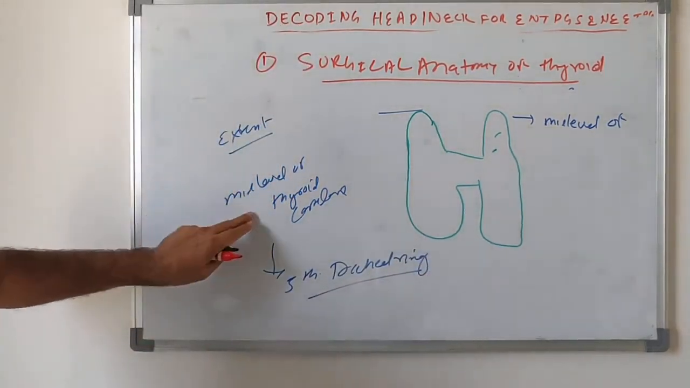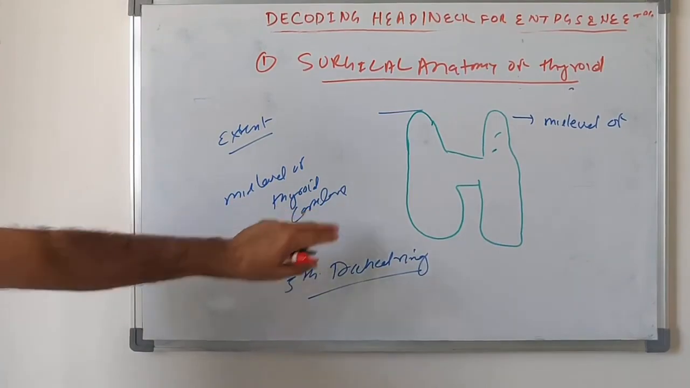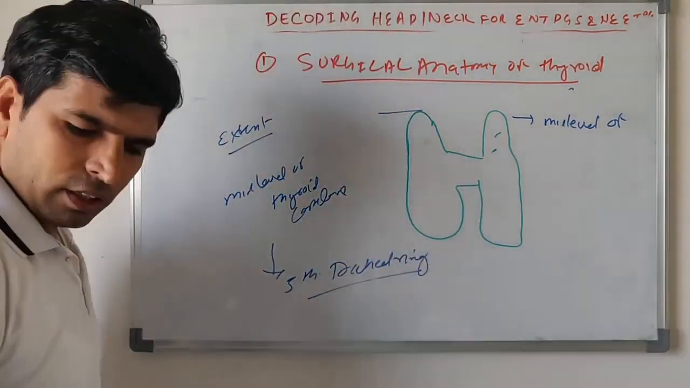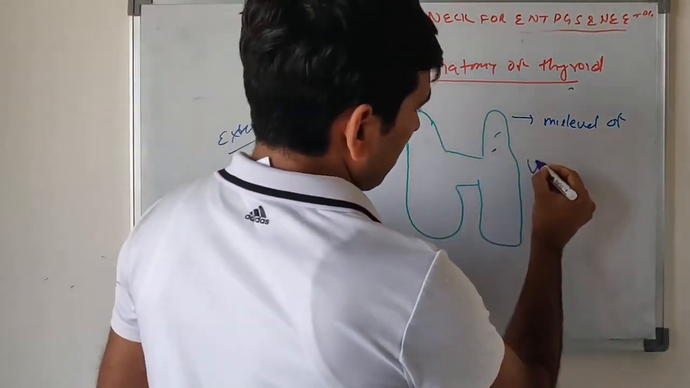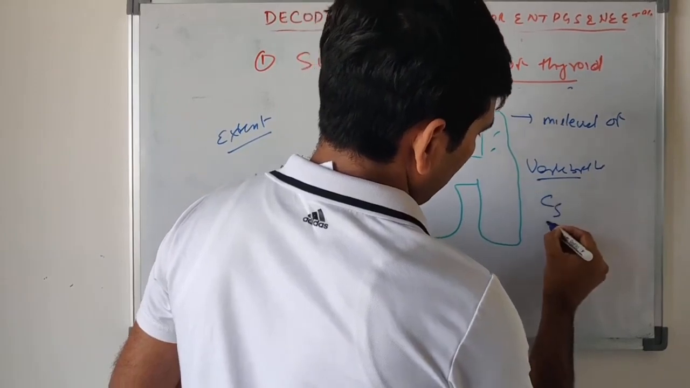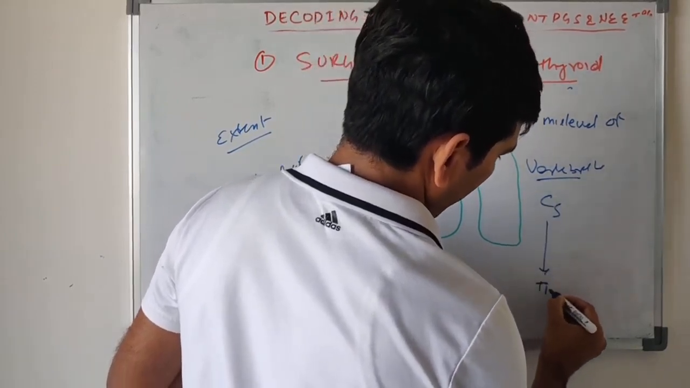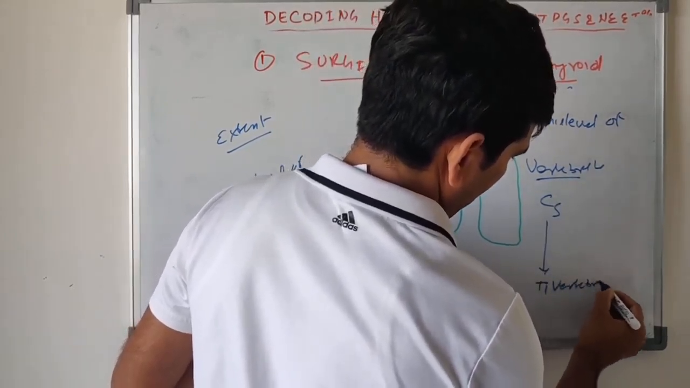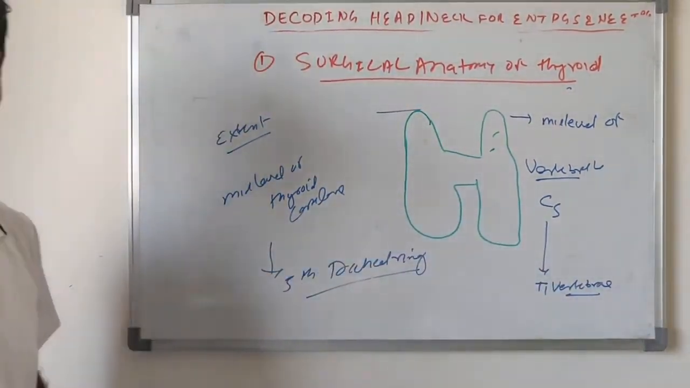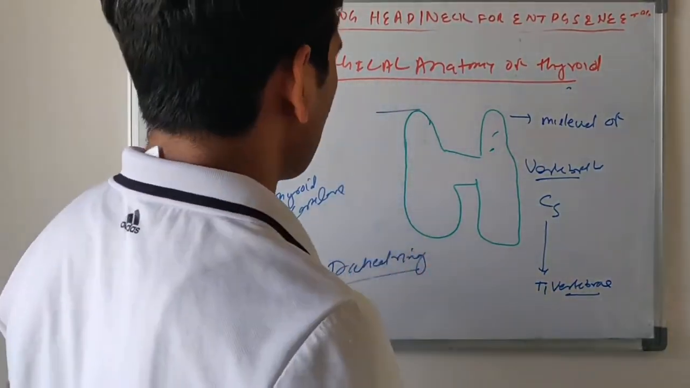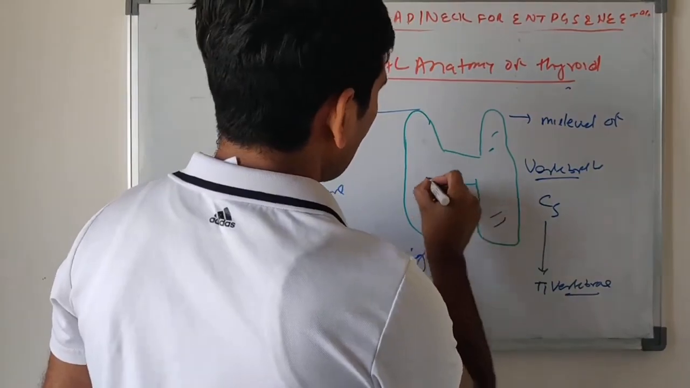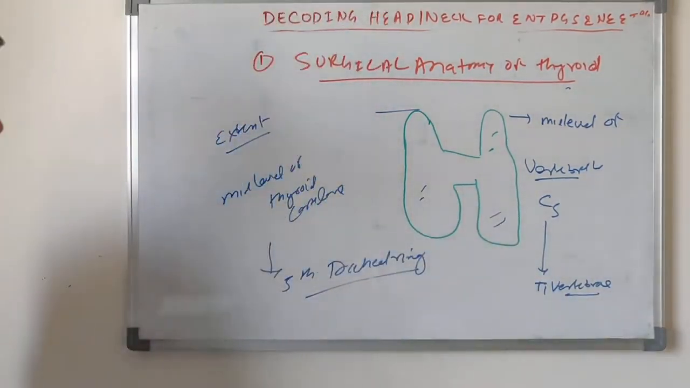It extends from the mid-level of the thyroid cartilage, you may say the oblique line of the thyroid cartilage, to the fifth tracheal ring. At vertebral level, it extends from C5 to T1 vertebrae, meaning C5, C6, C7 and T1. It is situated in the lower neck. Now we will talk about blood supply.